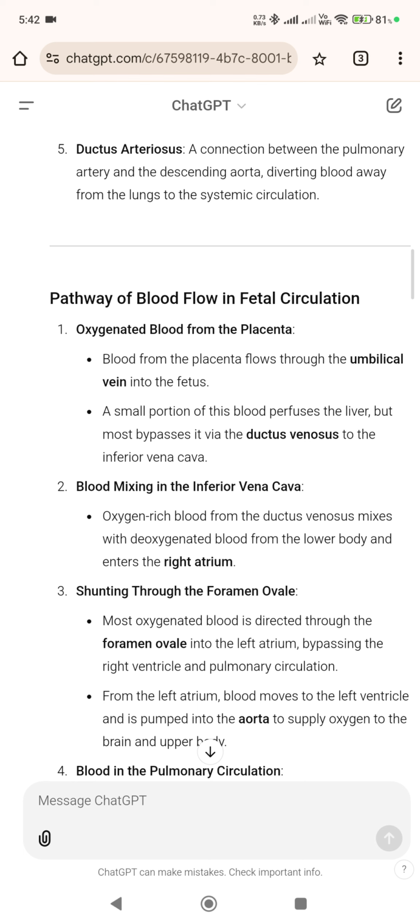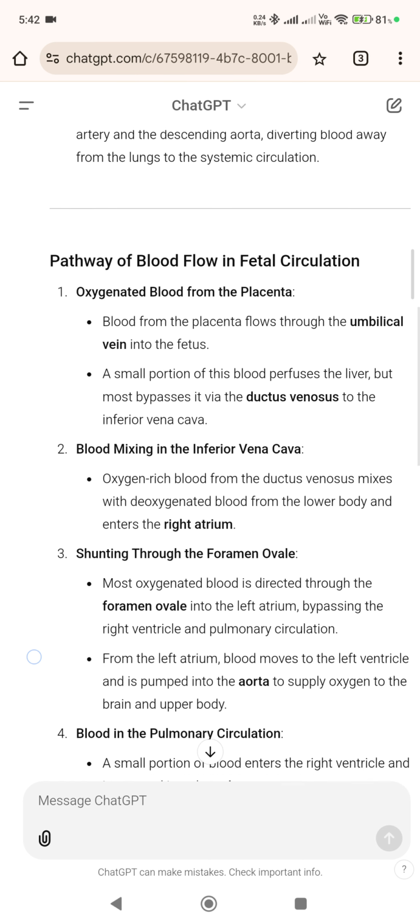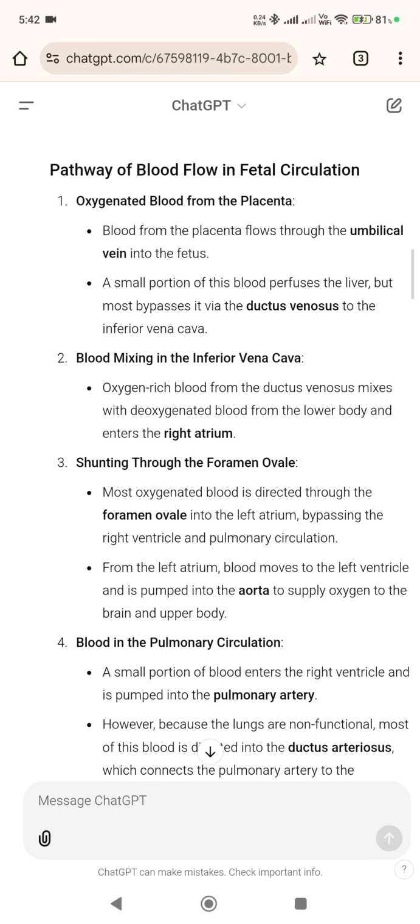Pathway of blood flow in fetal circulation. 1. Oxygenated blood from the placenta. Blood from the placenta flows through the umbilical vein into the fetus. A small portion of this blood perfuses the liver, but most bypasses it via the ductus venosus to the inferior vena cava.